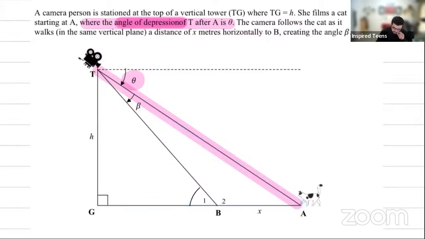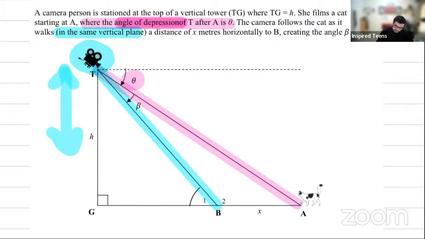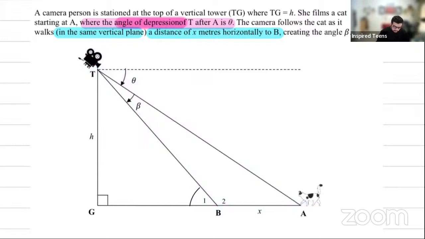And the question says the camera follows the cat as it walks in the same vertical plane, a distance x meters horizontal. So in the same vertical plane is describing the camera, meaning the camera hasn't moved up or down. The camera is still in the same vertical plane, but it's just shifted now to look at it, following the cat, a distance of x meters horizontally to B. So the cat has walked horizontally to B, and the camera has essentially followed it. Okay, I hope that makes sense.